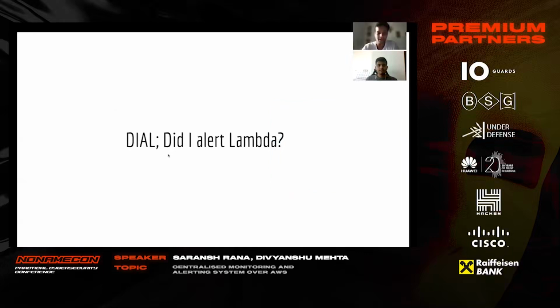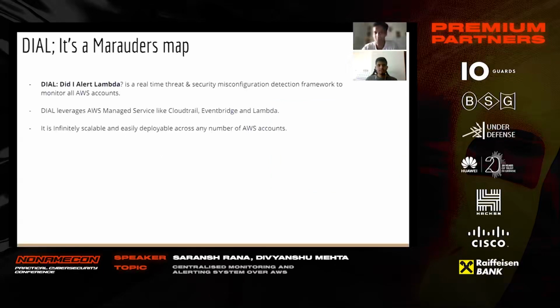Dial is nothing but Did I Alert Lambda; that is its full form. Moving on to the next slide, we can see what Dial does. It's like the Marauder's Map. I'm pretty sure you must have seen Harry Potter and the Marauder's Map, where he can see everything in one place. According to that, Dial is simply a real-time threat detection and security misconfiguration detection framework, which helps us monitor all our AWS accounts in one single place.